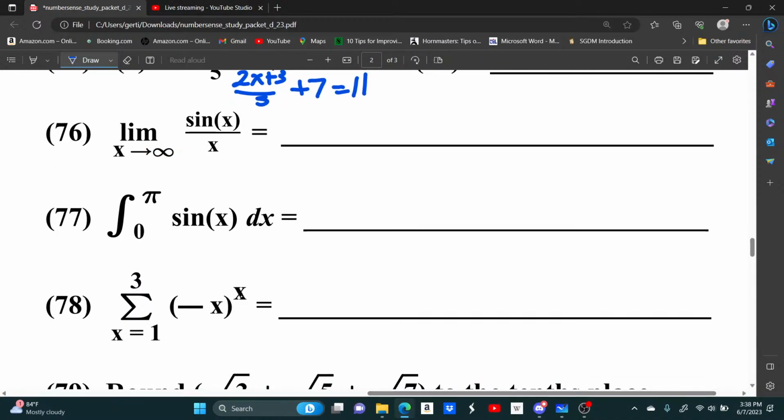Limit as x approaches infinity of sine of x over x. Well, the sine of x doesn't really even matter, because I'm looking at this x, and if the bottom is infinity, then it doesn't really matter what this is. It's going to make it really, really small, so it's going to approach 0.